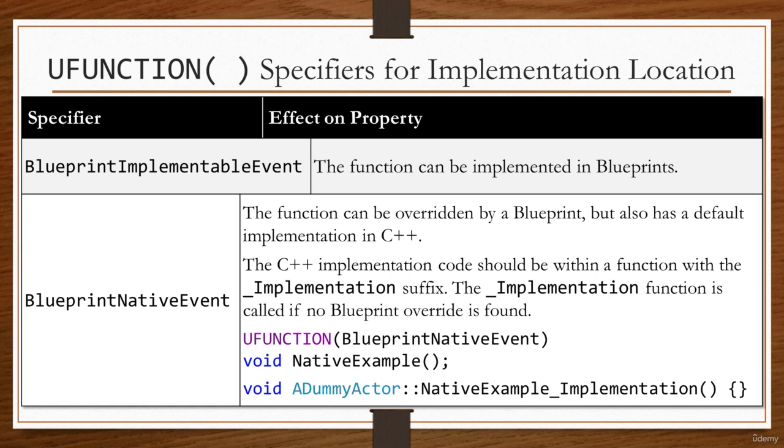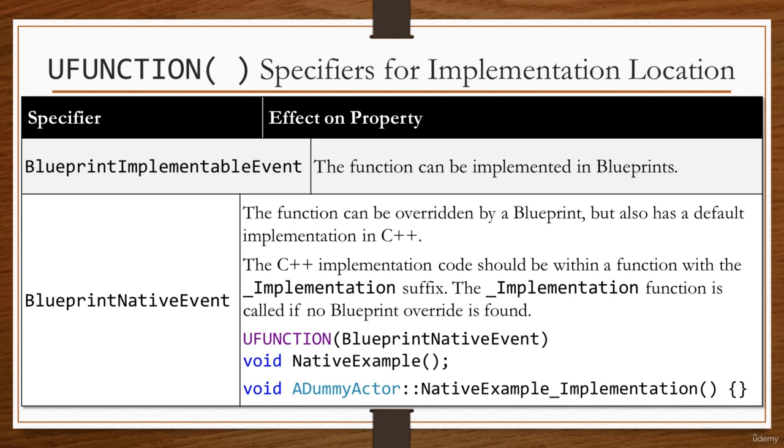Our blueprint classes derive from our C++ classes, right? So basically we will override the functions that we specify as BlueprintImplementableEvent. We will override those in blueprints. Then we also have BlueprintNativeEvent. If we specify that, the function can be overridden by a blueprint, but also has a default implementation in C++.